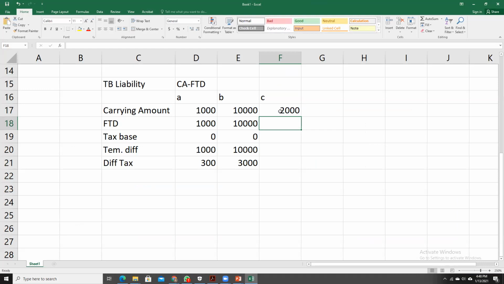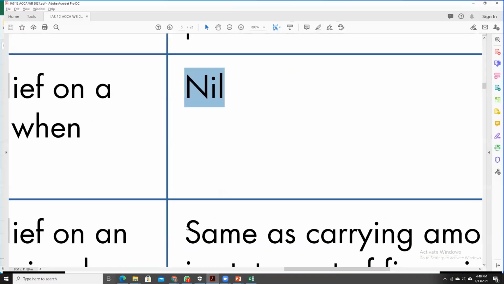Are there any future deductions? It has already been included in the profit. Yes or no? No. Then how much? Zero. Then how much is the tax base? Tax base is the carrying amount minus future tax deductions: 2000. Good. Temporary difference? 0. Then deferred tax? 0. Right. Then we move to the summary.